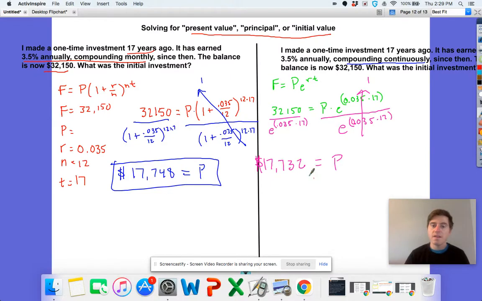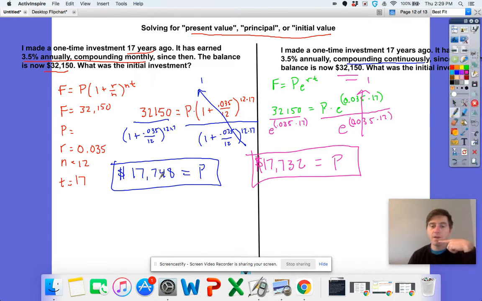17,732. Now, some might think this is a little strange, because normally we're saying, right, that the compounding continuously, we're expecting larger numbers because it has more of a chance to grow on itself. Well, we're going backwards now, right? So it takes a smaller number to get to this big number originally, because compounding continuously grows more. Versus in order to get to 32,150 in 17 years, you're going to need to start with a bigger number since it's growing not as fast.